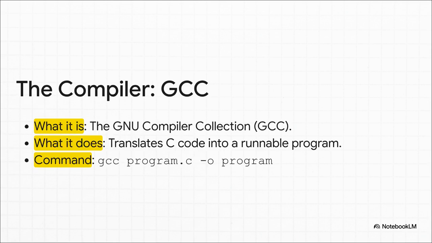And now for the most critical step, the translation. The compiler, in our case we're talking about the famous GCC, is the tool that does the heavy lifting. It reads our human-friendly C code and translates it into the raw binary instructions that the computer's processor can actually execute. That command you see on screen, that's what kicks off the whole process.